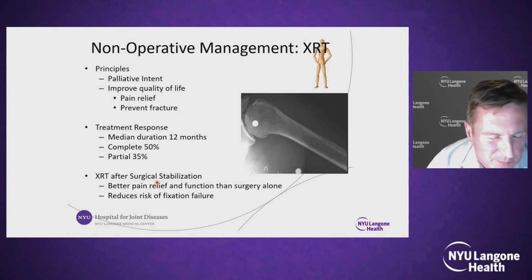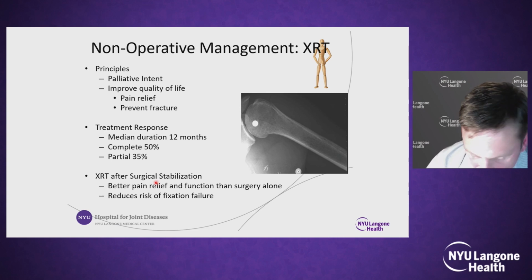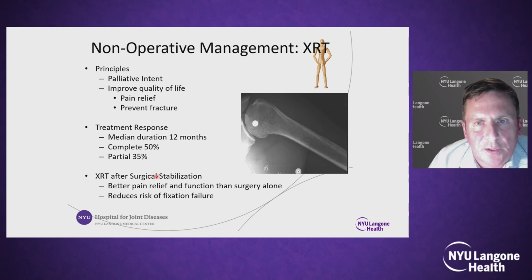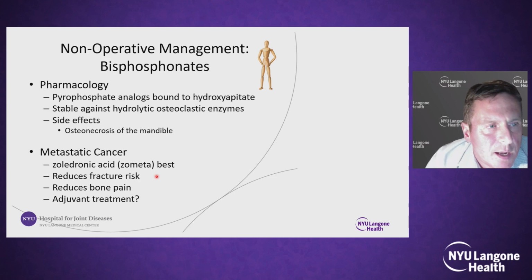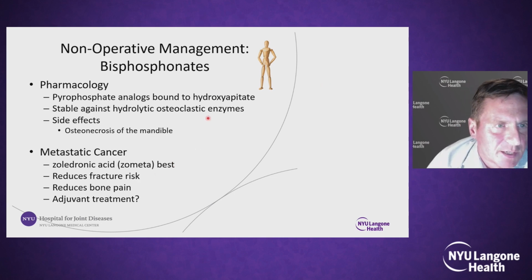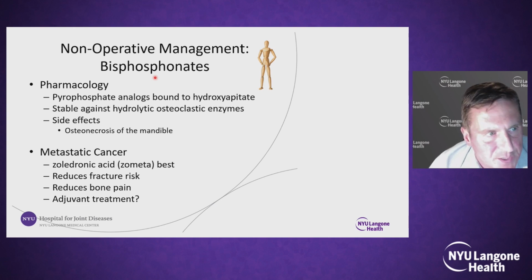Again, many variables, but to consider adjuvant radiation to help with the patient's pain and to prevent any progression of their underlying disease. I think the biggest reason we're seeing less and less is the judicious use of bisphosphonates. Again, 20 years ago when I started out doing this, bisphosphonates were relatively new. Now they're kind of a mainstay of treatment.